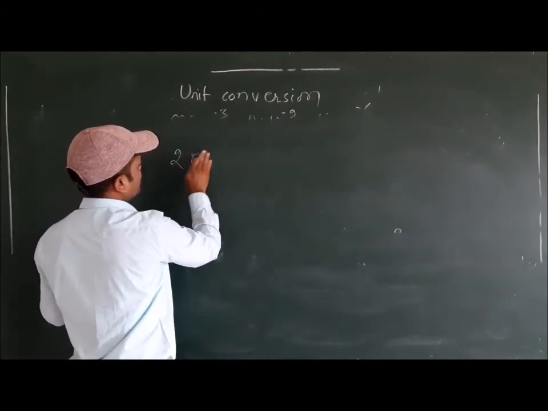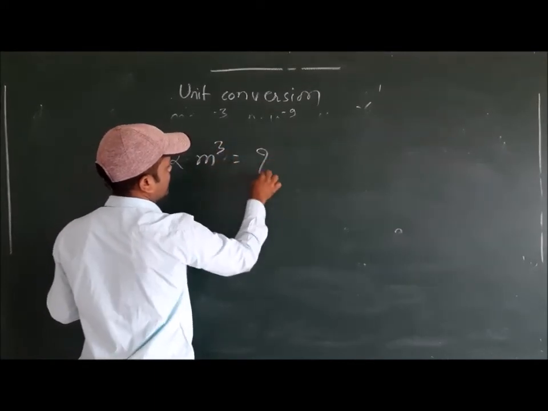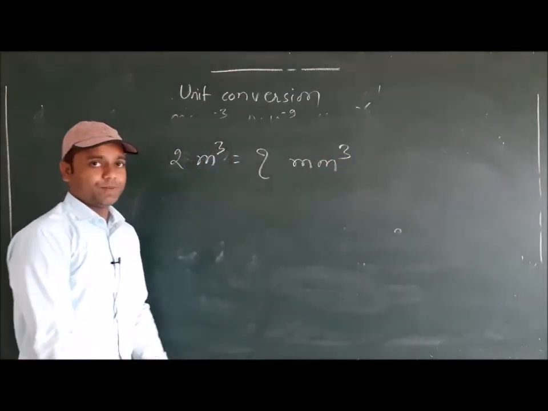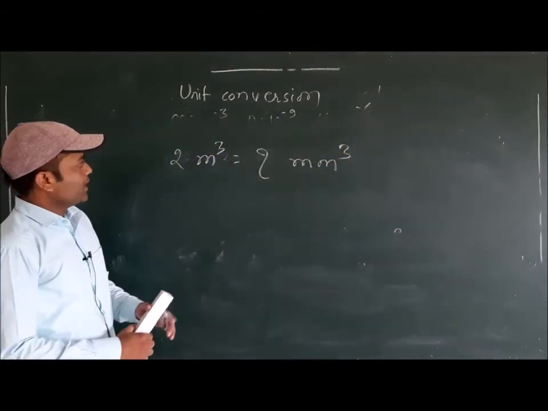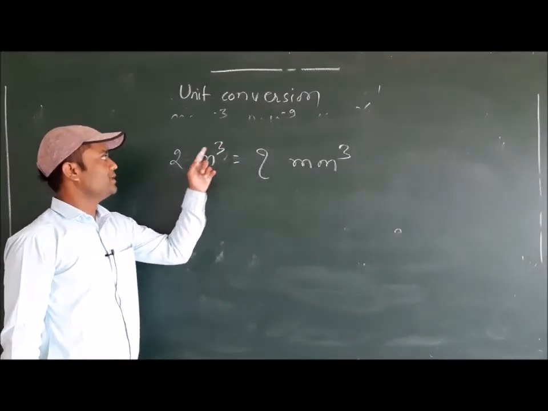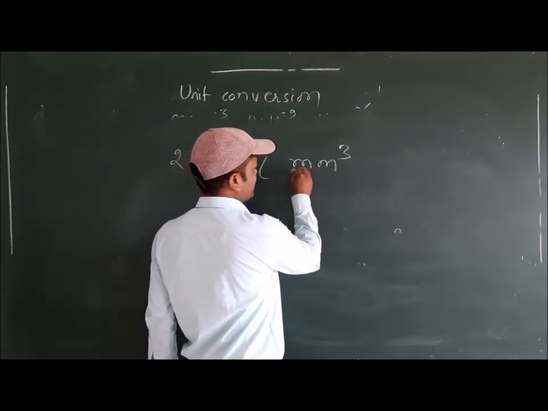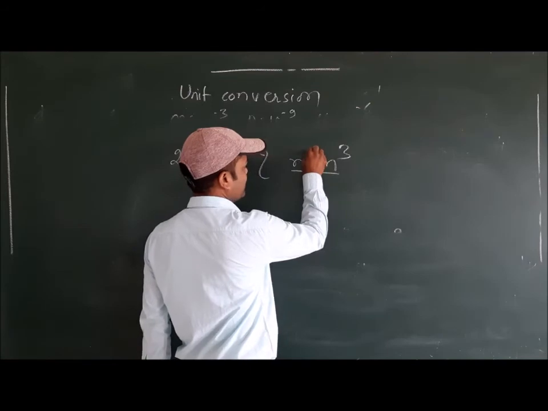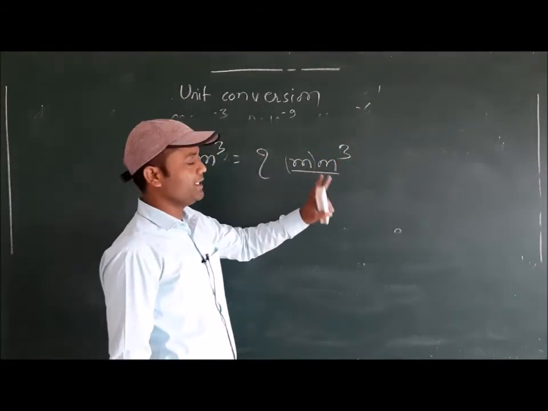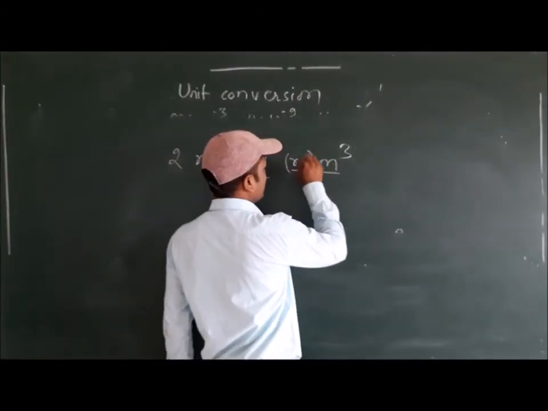2 meter cube means how many millimeter cube? Okay. So what I have to do? I have to add milli here. Millimeter cube means milli cube I have to add here. So what is the value of this millimeter cube? Milli also has cube and meter also has cube. I have to separate it in my mind only. Then I calculate what is the value of milli cube.